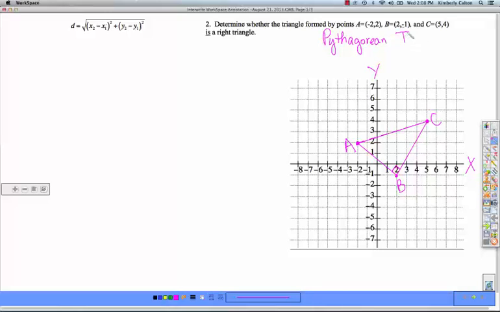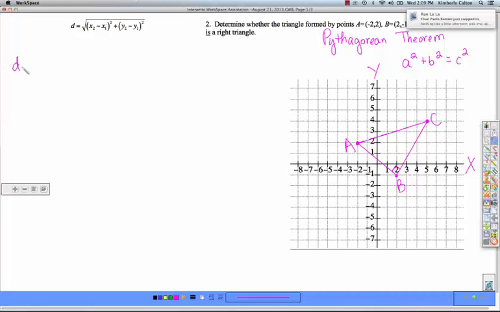And the Pythagorean theorem tells us that A squared plus B squared must equal C squared, and A, B, and C are the sides of the triangle. So if that's the case, then I need to find the length of each side. To do that, we're simply going to find the length AB. So we need to find distance AB.